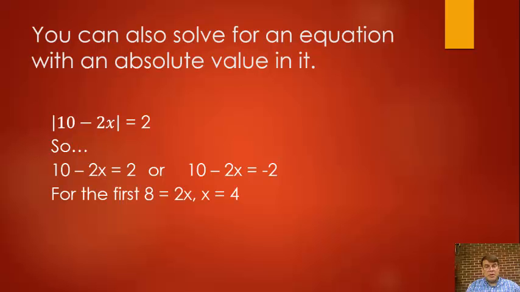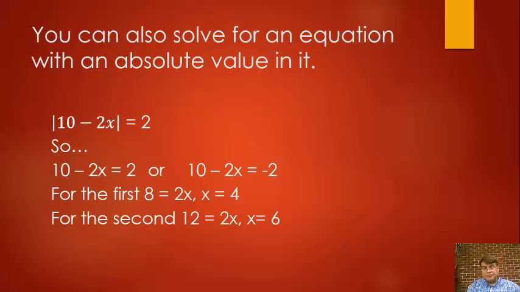For the first one, 10 minus 2x equals 2. What I'm going to do is subtract 2 from each side. That's going to give me 8 on the left. And then if I add 2x to each side, it'll get rid of the 2x on that side and give me 2x on the other side. So basically I'm left with 8 equals 2x. Divide both sides by 2, and x equals 4. Let's go with the other one.